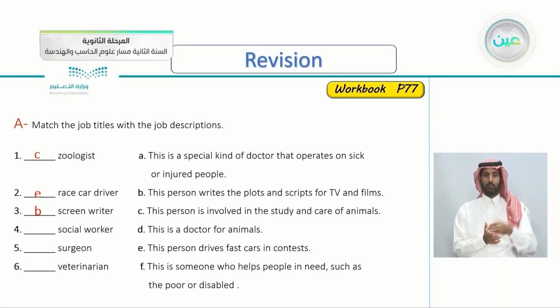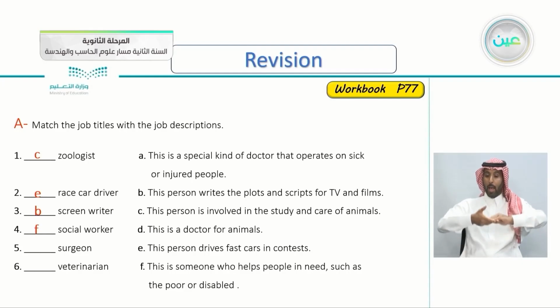Number 4, social worker. Social worker from the word society. So what does a social worker do? Can you guess from here? Yes, that's correct. It's the letter F. This is someone who helps people in need. So a social worker, he looks for the people in need and helps them, like the poor or the disabled.